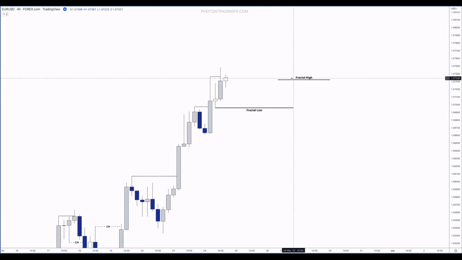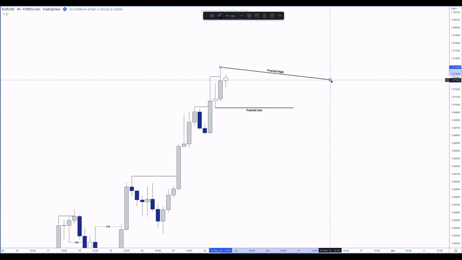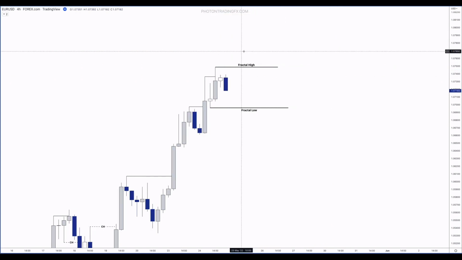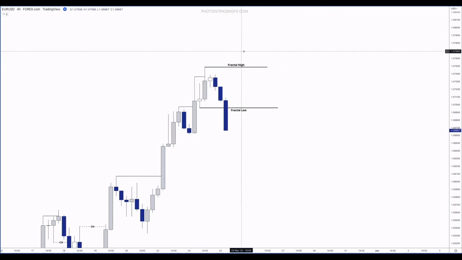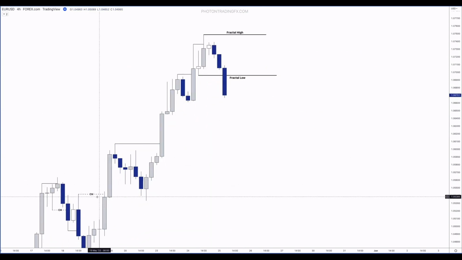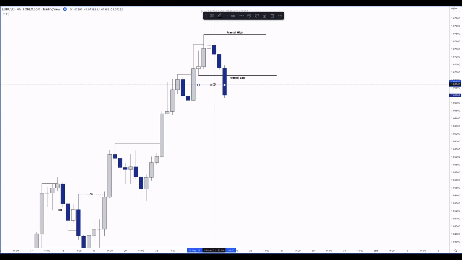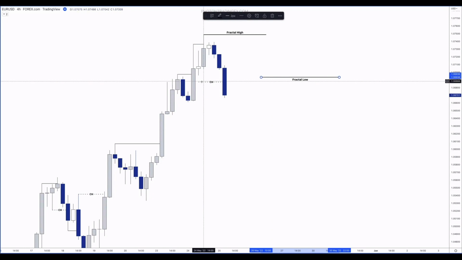So we pull back, so this becomes our fractal high. All right, what happens next? Nothing. All right, we wait for the high or low to go, and then the low goes. So that now means we've had a change of the fractal trend, so a change of character, and that becomes our level of CHoCH. So we can put that there and that there.